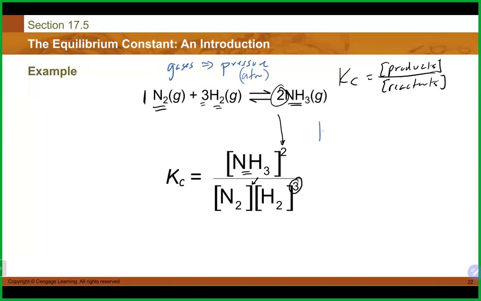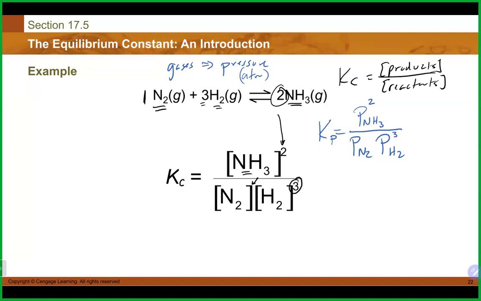So you could write K equals the partial pressure of NH3, which we would still need to square, divided by the partial pressure of N2 times the partial pressure of H2, which also needs to be cubed. You would do that with everything in atmospheres. If you have the pressures given to you, it works the exact same way. It's still products over reactants. Since we used pressures instead of concentration, this is what is known as a Kp value, the equilibrium constant for pressure. The P stands for pressure.